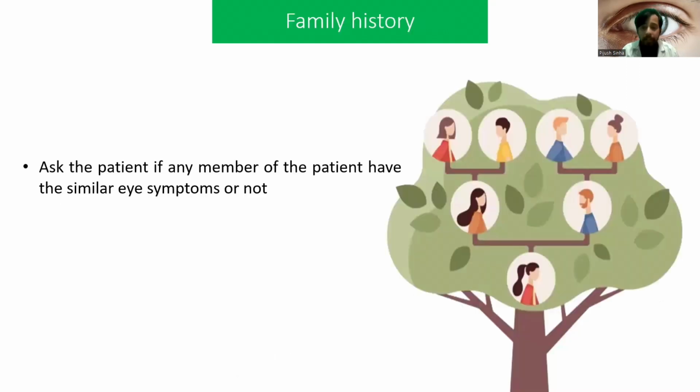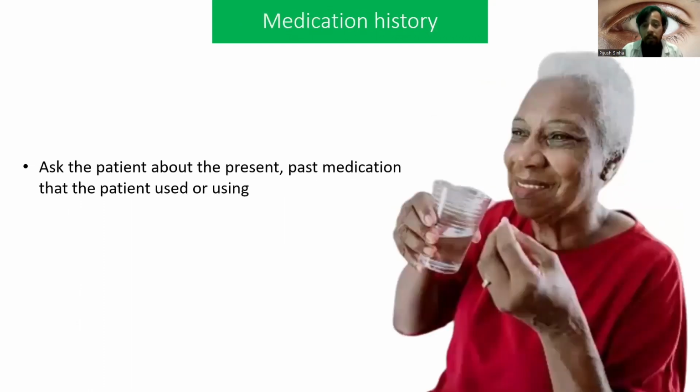Here, ask the patient whether any family member has a similar eye condition. This will help you find out the familial predisposition of inherited ocular disease like glaucoma, retinoblastoma, diabetes, or hypertension. So definitely you should ask the patient whether any family member has any similar eye condition or not. Okay. Then medication history.